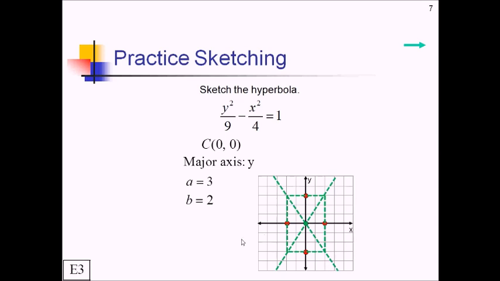And then for the foci, we've got the square root of 9 plus 4, so square root of 13 again, which again is 3.6, just like in the last problem. But this time, because it's major axis y, we're going 3.6 up and down. And then finally, draw those branches. So through the vertices, hugging the asymptotes. Same thing over here. And we're finished.